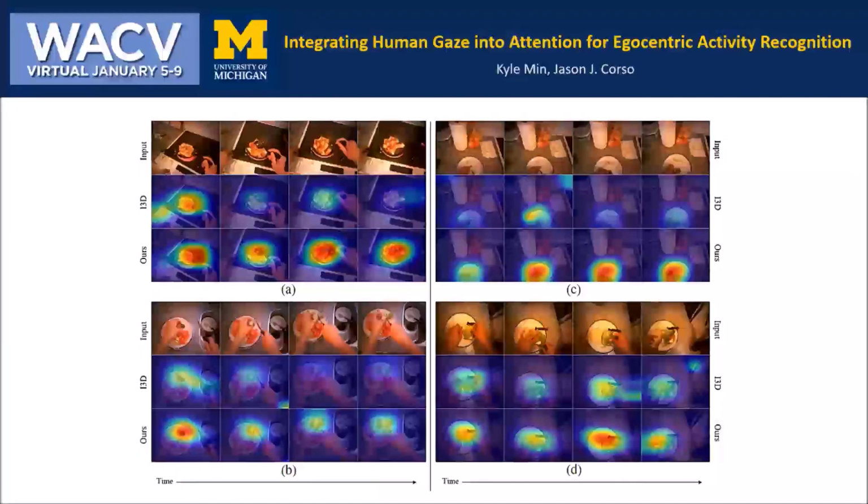For qualitative analysis, we visualize the last convolutional layer's activations using GradCam++. From these figures, we can observe that the proposed method makes the network better at attending objects or regions that are related to the activities.